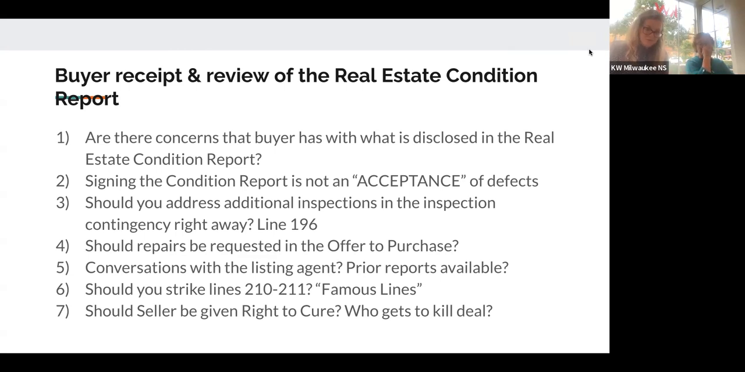Mold could be a good example of that, or air quality. That's getting into the weeds, but right to cure is a point of negotiation as well, and what is going to be beneficial for your buyer. And then striking lines 210 to 211. These are the quote unquote famous lines in the offer to purchase that a lot of people miss. As a buyer's agent, it would be advantageous for your buyer to possibly address them.